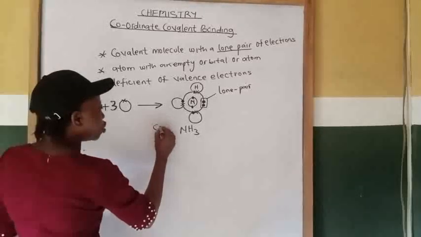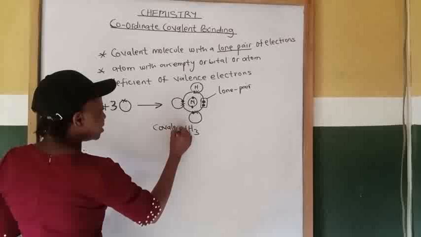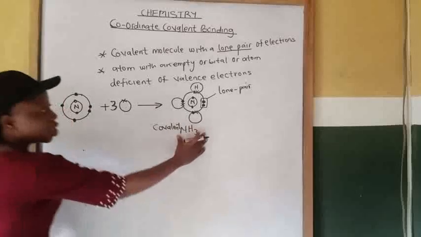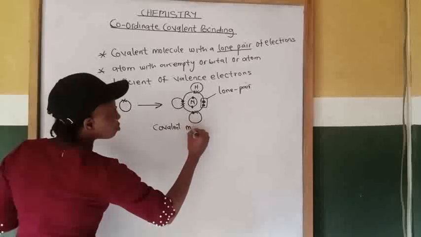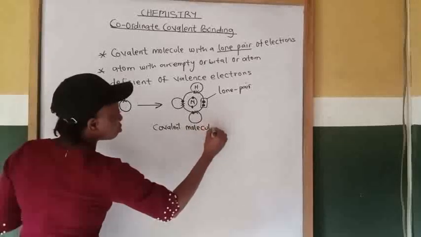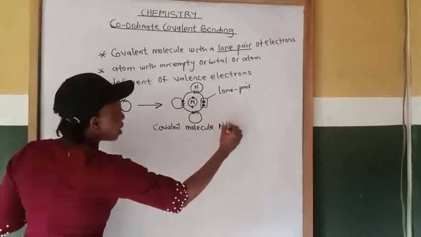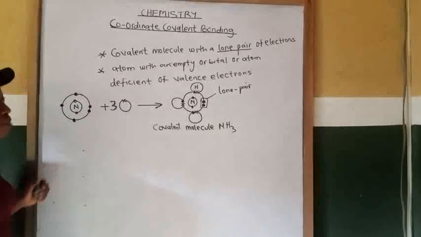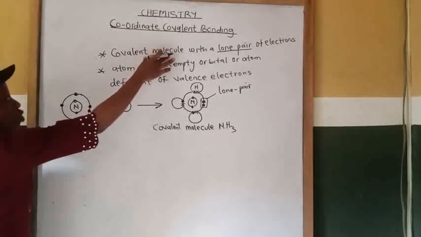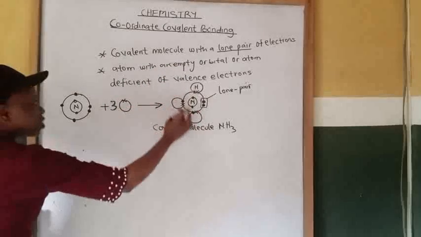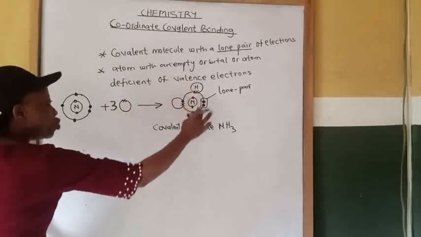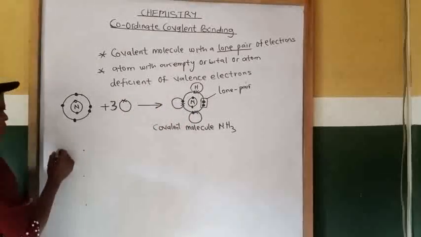This is a covalent ammonia molecule now. So this is a covalent molecule called ammonia molecule. So when a covalent molecule now combines with another atom with an empty orbital, let's bring this covalent molecule, which is ammonia, down to this place.